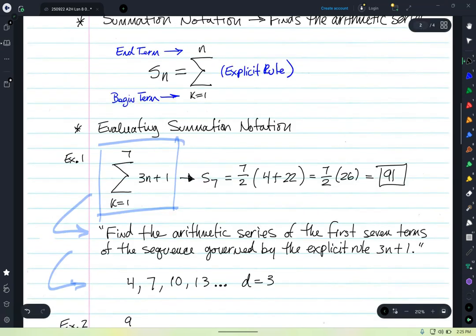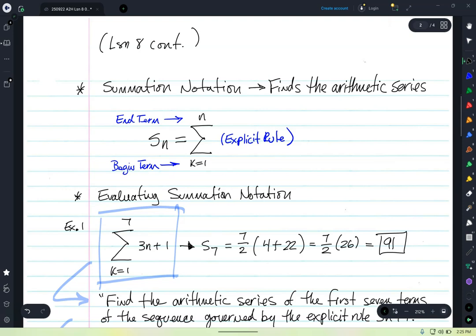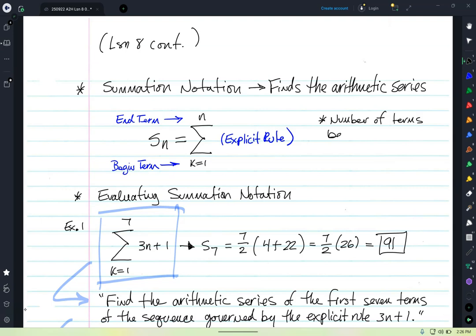Okay, now let me give you a little helpful tip here. Okay, so I'm going to give you something to write down up top here. Okay, now that we're talking about this. So the number of terms being summed.